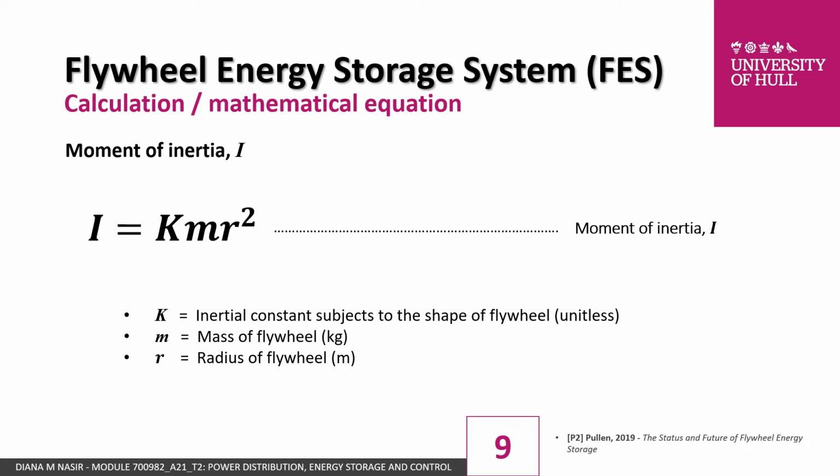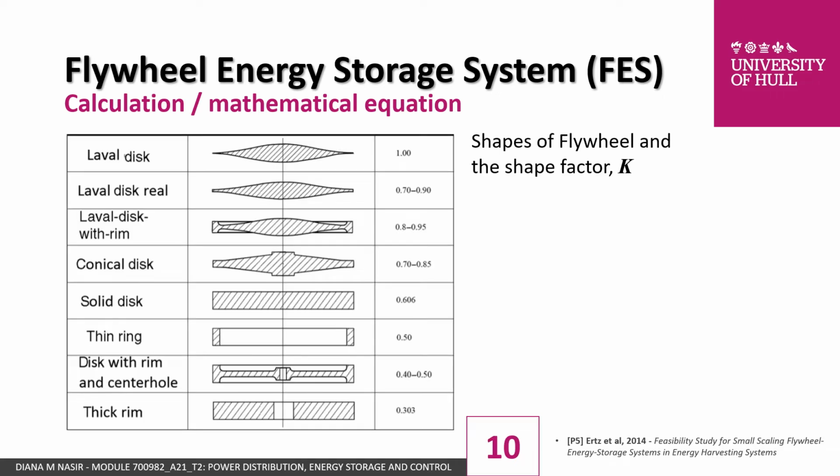To calculate the moment of inertia, it will depend on the inertial constant, which is subject to the shape of the flywheel, and yes, it is unitless, and also the mass of the flywheel. Remember that the flywheel rotor should be solid and should have a large mass, and also the radius of the flywheel. So these are just some examples of the shapes of flywheel and the shape factor K, which will determine the moment of inertia of the system.